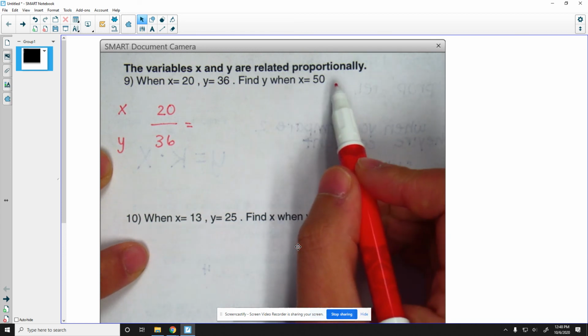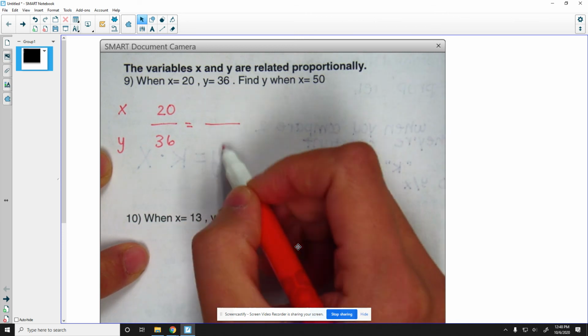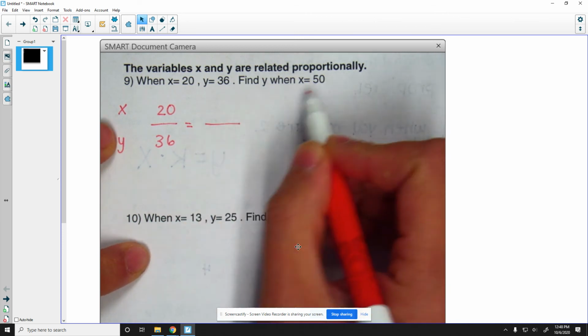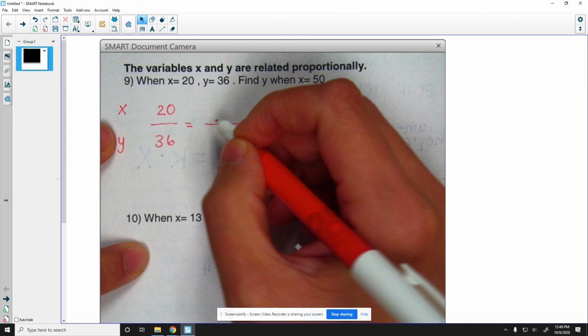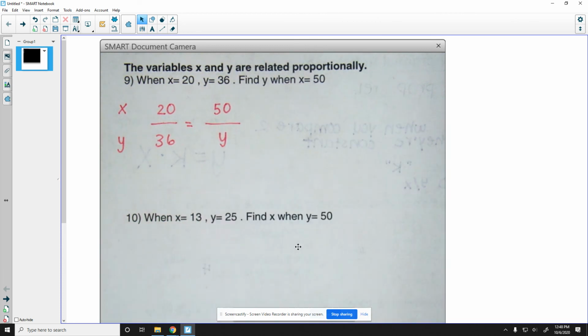When x is 50, hush please. Does 50 go on the top or the bottom, do you think? The top, because when we label, x's go on top. So let's just put y here. So this is called a proportion. You learned about this last year. Your teacher might have said butterfly method, baseball method, airplane method.